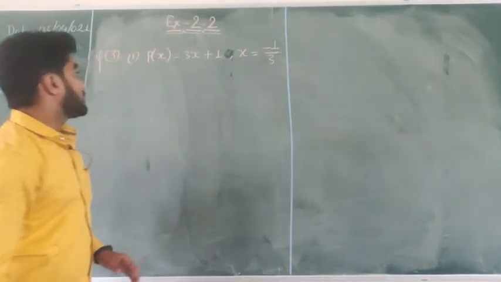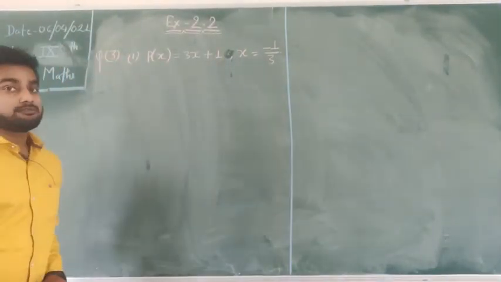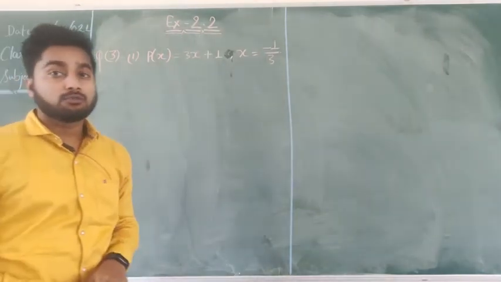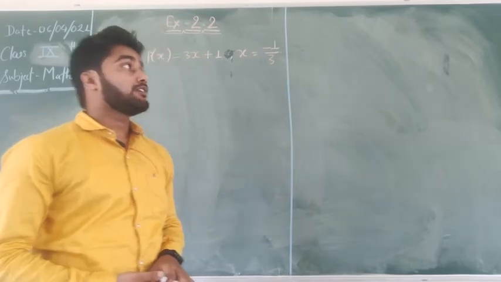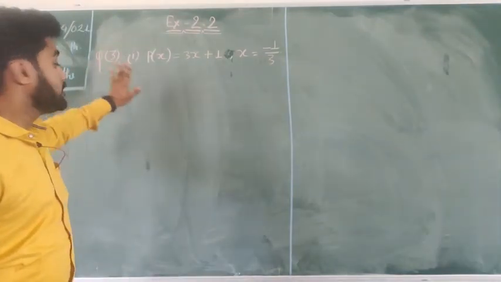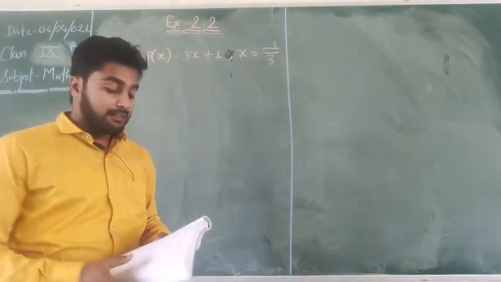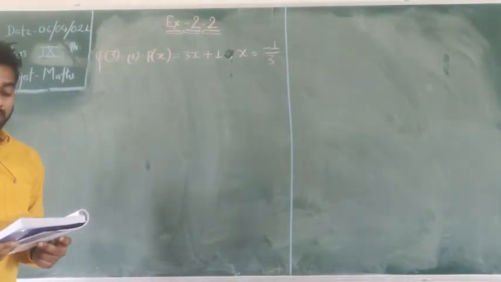Students, yesterday we started exercise 2.2 and we have done question number first and second. Today we will start from question number third. In question number third we have to verify whether the following are the zeros of the polynomial.